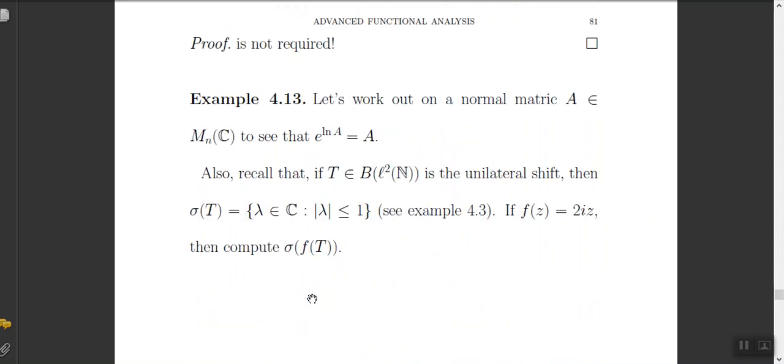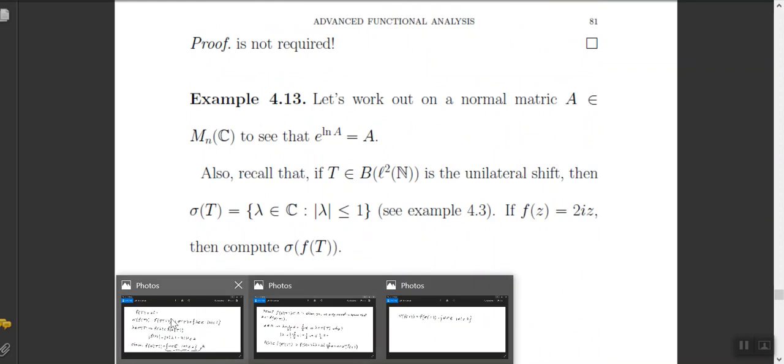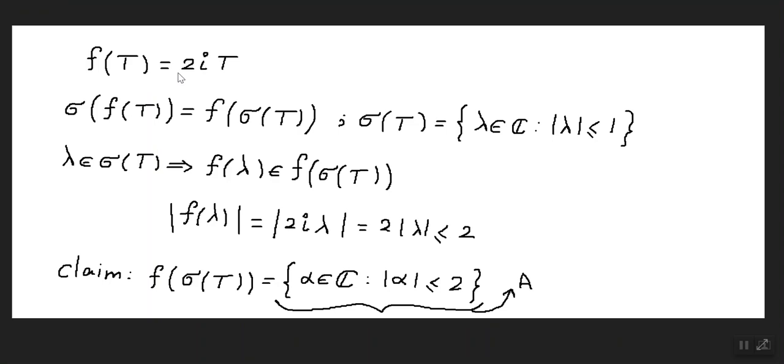Anyway, look at here. I've done it here for you. Let me explain. f of z is 2iz, right? So f of T is defined to be 2iT. Now, the spectrum of f of T, this operator, which is the scalar multiple of T, equals f of sigma of T. Okay, and this is the spectrum of T, sigma of T.